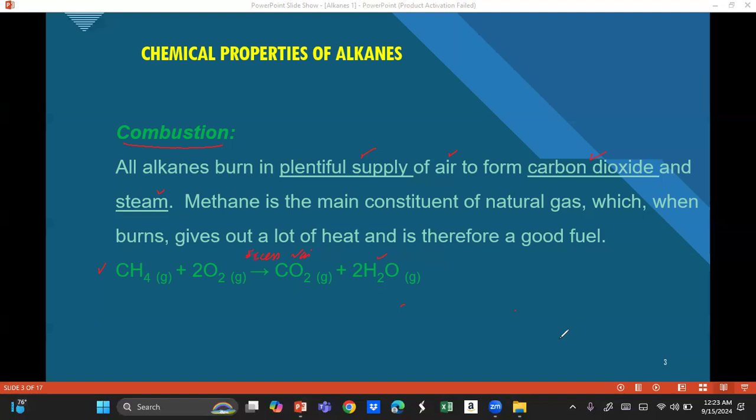Hope you understand. Similarly, you can go for methane, ethane, propane, butane. Please make equations for the first five members and do their balancing, because balancing of combustion reactions of alkanes is very important. This is usually asked in the examination. Hope you understand.